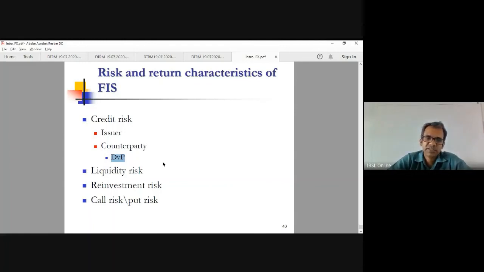And the reinvestment risk, as I mentioned, with the coupons, you should be able to reinvest at the same rate. Not only that, you buy a 2-year bond, and on the maturity date you want to invest all that cash flow again for another period. By that time, interest rates might have moved and you may not be able to invest at the same rate.